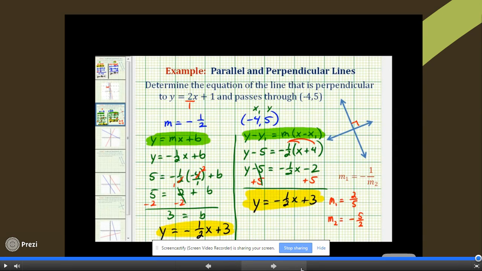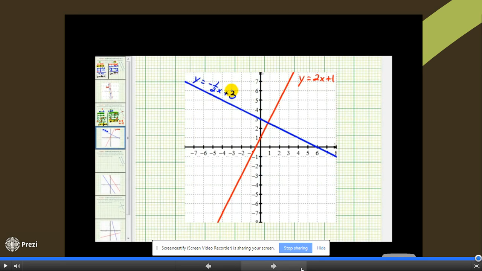And let's go ahead and quickly verify this graphically. We were given the line y equals 2x plus 1, and we determined that the equation of the perpendicular line was y equals negative 1/2 x plus 3. Notice how these two lines do intersect in a right angle here. And the blue line does contain the given point that had coordinates negative 4, 5, this point here. So our work looks good.